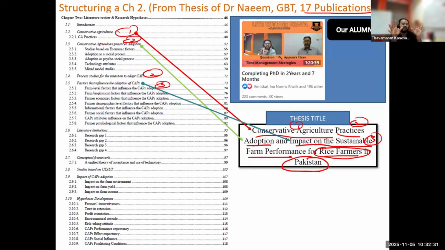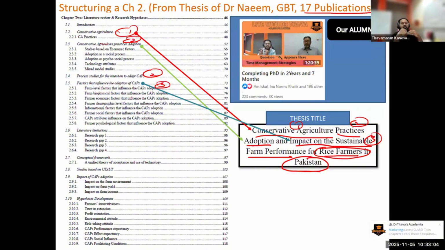Now, for those who said this is gap, this is the focus area, don't need to talk about it now, talk about this later, put yourself in examiner's position. You are the examiners. You guys can all potentially be future PhD examiners after your PhD. One day you become examiners, and a thesis is given to you. The topic is conservative agriculture practices adoption, impact on the sustainable farm performance for rice farmers in Pakistan.